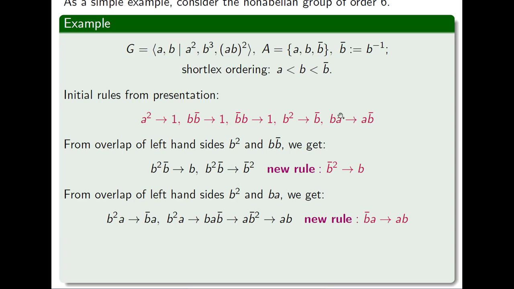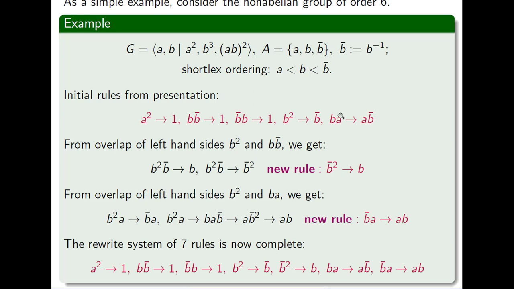Now that is not, at this stage, irreducible, because why is BAB inverse not irreducible? Because BA goes to AB inverse again. So that goes to AB inverse squared, which then goes to AB. But at that stage, AB is irreducible, so is B inverse A. So we can't go any further. We need another new rule, B inverse A goes to AB. And there are still some overlaps, but this is where it gets tedious. There are quite a few overlaps to check, but none of them yield anything new. So at this stage, the process stops with these seven rules. And that's a complete rewrite system which will suffice to reduce every word to its normal form.